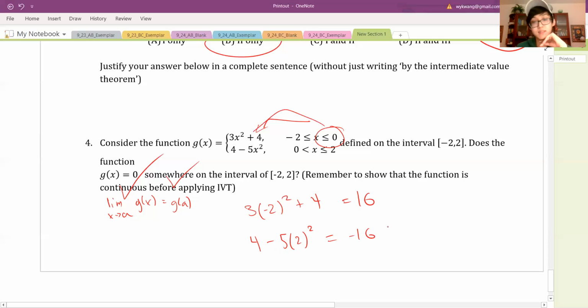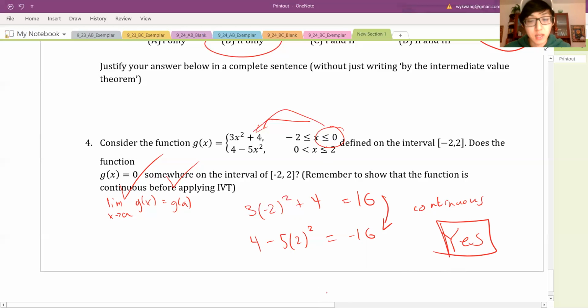So it goes from 16 to -16, right? And it's continuous. So if it goes from 16 to -16 and it's continuous, does that mean 0 has to exist? There has to be a 0? Well, yes, because 0 is in between this interval. It's in between 16 and -16. So yes, the answer is yes.